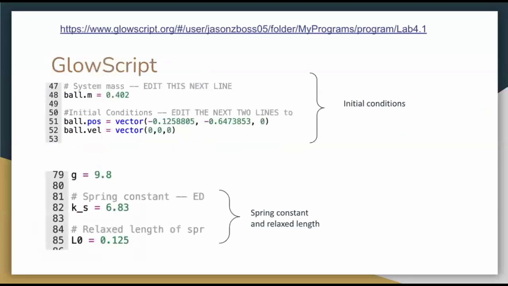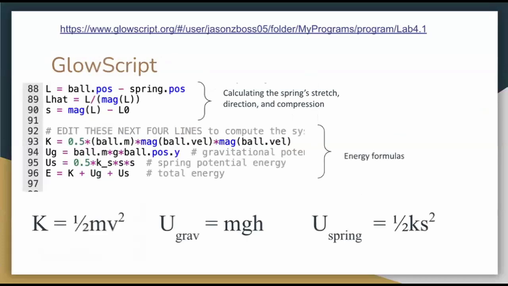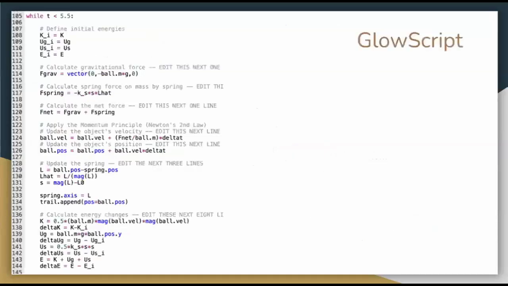Next, I will explain the Trinket portion of this lab. Once again, we see our initial conditions as we implement them inside of Trinket. Here we are calculating the spring's stretch, direction, and compression length initially. Next, we are calculating the system's kinetic, gravitational potential, and spring potential energies before the spring is set into motion.